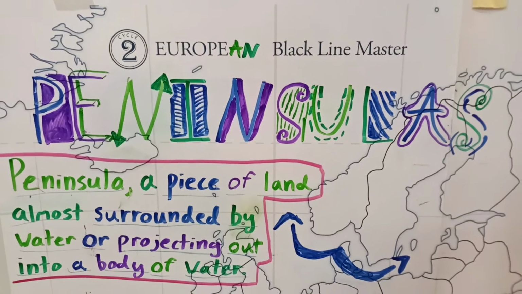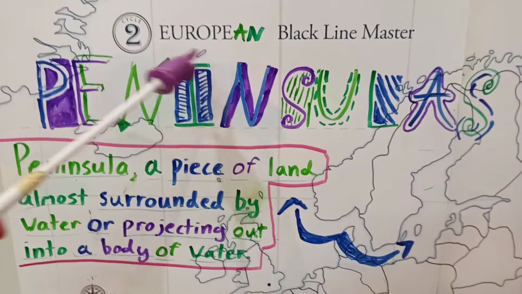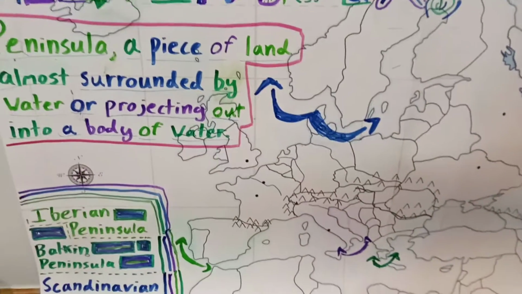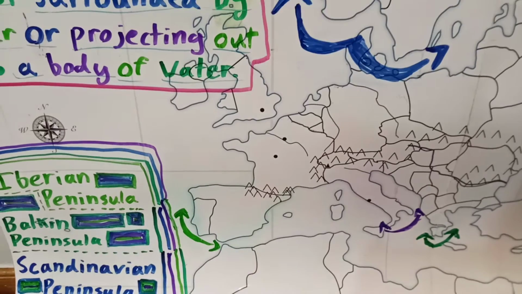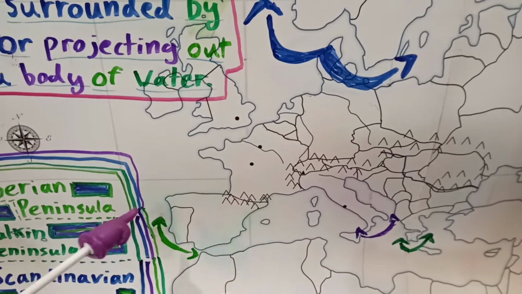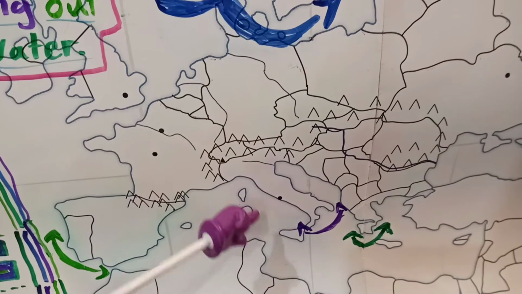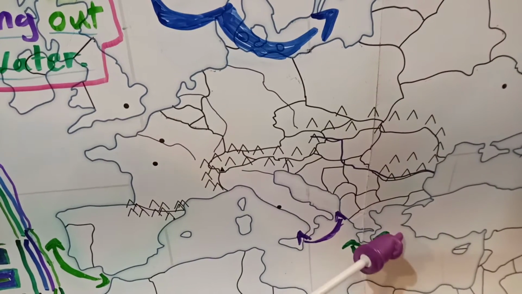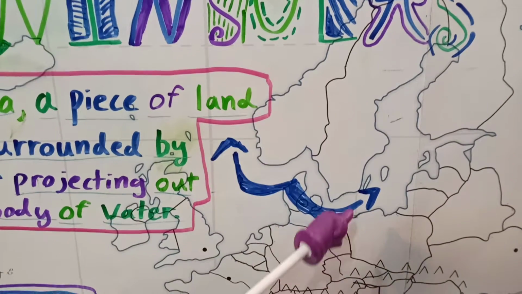Cycle 2, Week 7. Geography, we're doing European peninsulas. So we have first the Iberian Peninsula, down by Spain and Portugal. We have the Apennine Peninsula around Italy. We have the Balkan Peninsula around Greece. And finally, the Scandinavian Peninsula.